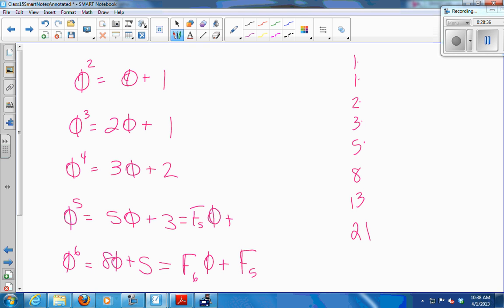The 4th. And 3 phi plus 2. Well, 3 is what number in the list? The 4th. So this is F4, just replacing the 3 with an F4. And 2 is the 3rd number in the list, F3.